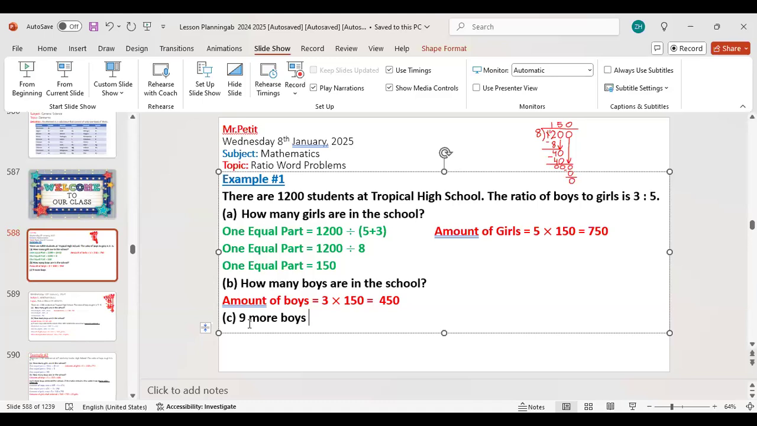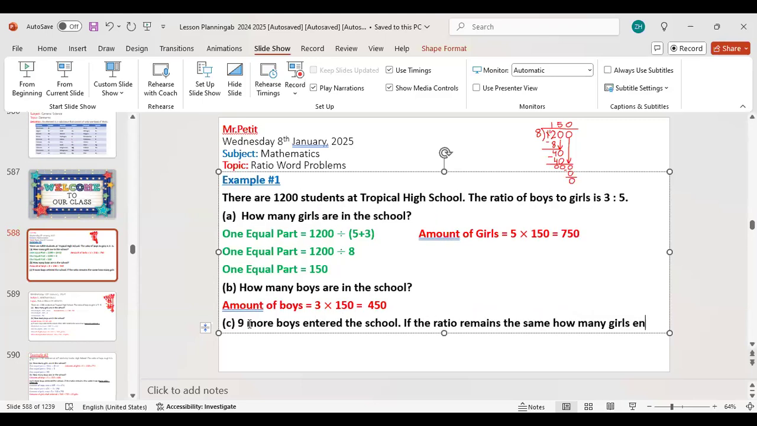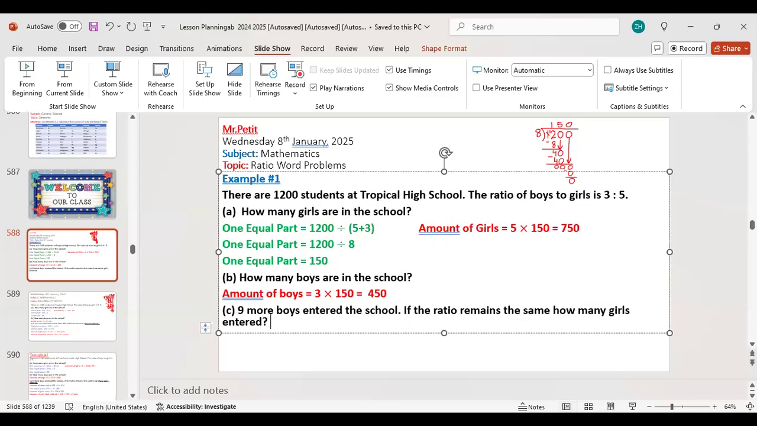But 9 more boys entered the school. So think about what you're doing. 9 more boys entered the school. If the ratio remains the same, how many girls entered? It's a good question. It's a very good question. Try it and then put your answer inside the chat.